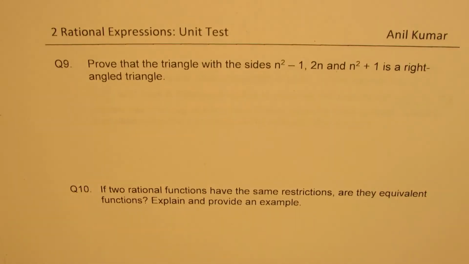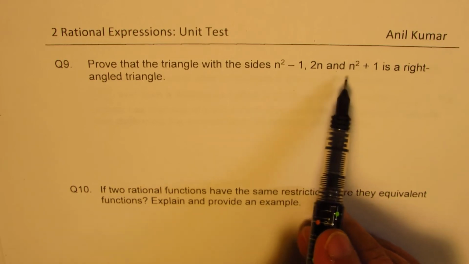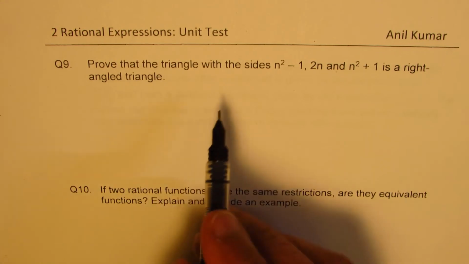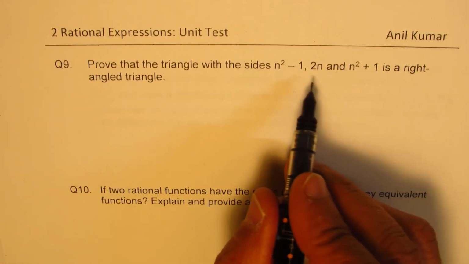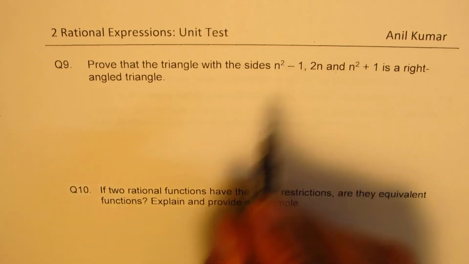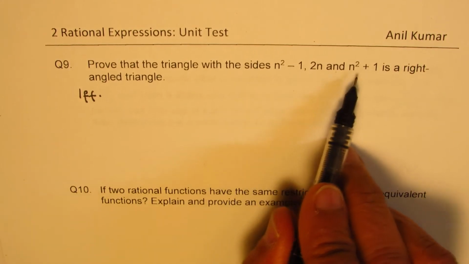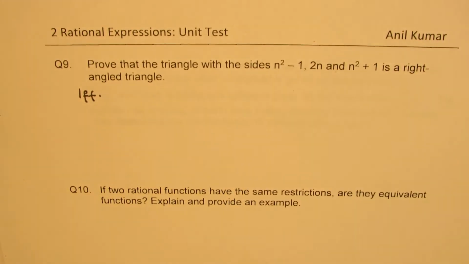Question number 9. Prove that the triangle with these sides, n squared minus 1, 2n, and n squared plus 1, is a right angle triangle. So right angle triangle means Pythagorean identity, right? So this is a right angle only if and only if, well, n squared plus 1, n squared minus 1, and 2n. So these are your values given. Now which one is the largest value?